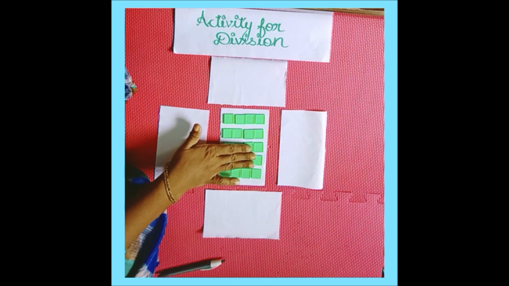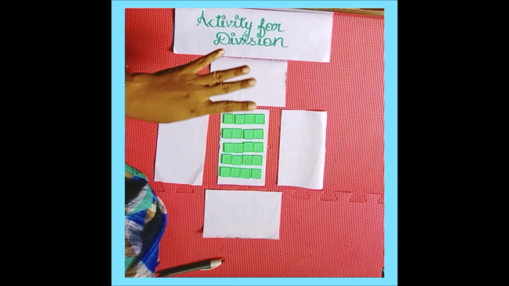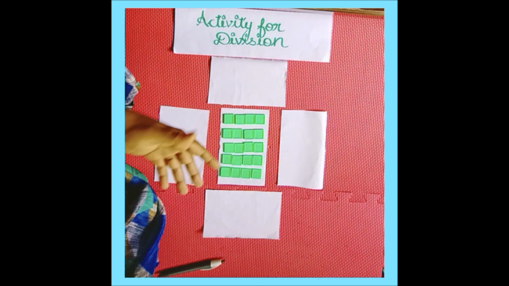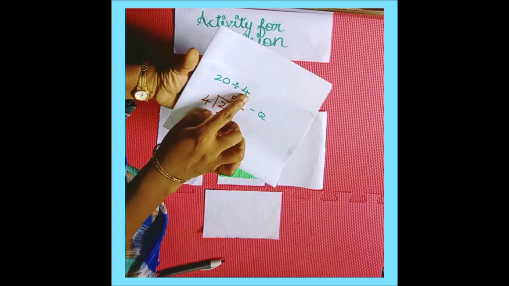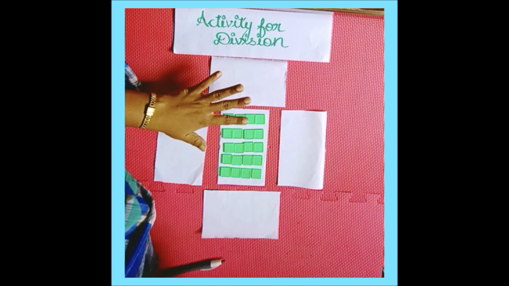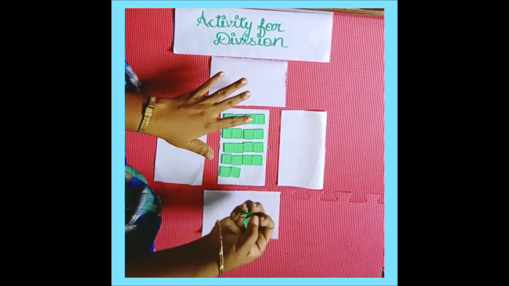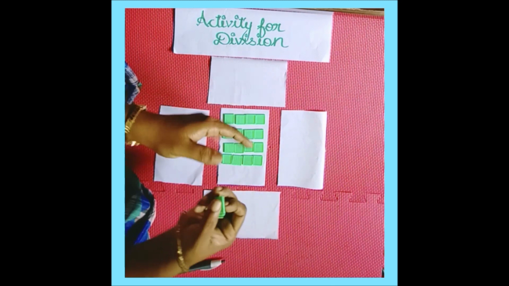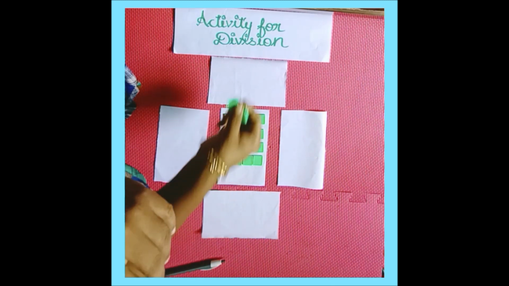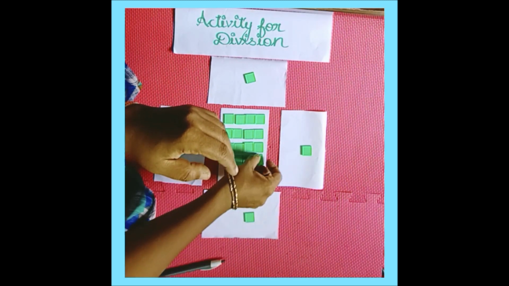You have to divide these 20 coins into how many equal parts? Yes, 4 equal parts because our divisor is 4. So you have to take 4 parts. Okay. So now we are going to divide this 20 into 4 equal parts. For that you have to take how many coins at once? At once you have to take 4 coins. Why are we taking 4 coins at once? Because our divisor is 4.